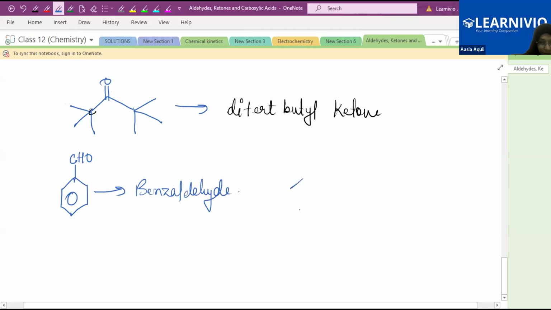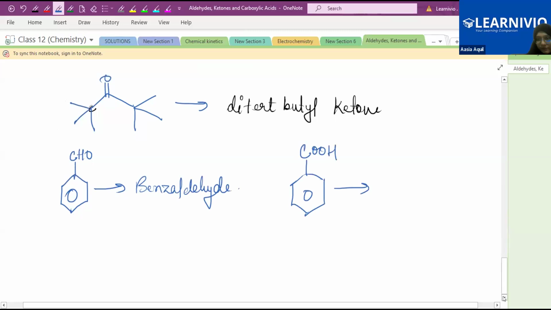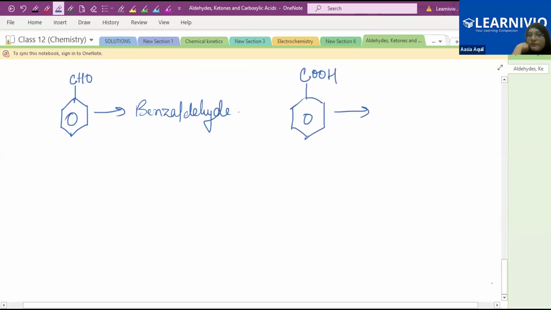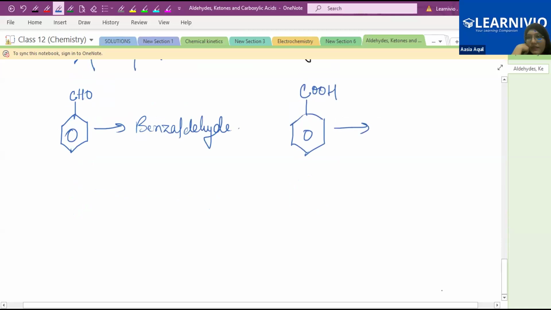Suppose we have a benzene and a COOH group is attached to it. What will be the name of this one? Benzoic acid. Yes, it's benzoic acid. Benzene plus carboxylic acid, so it's benzoic acid.